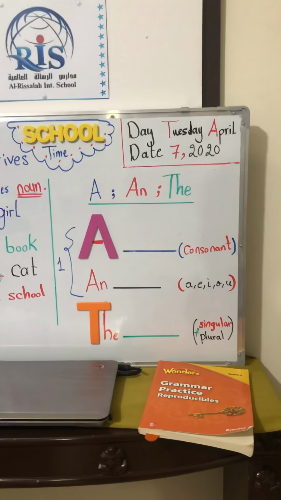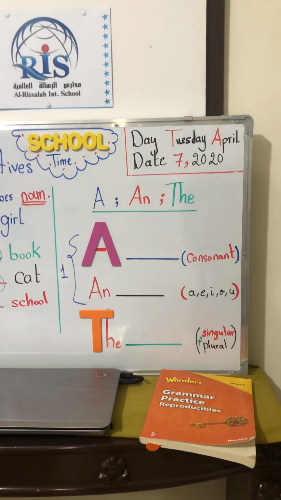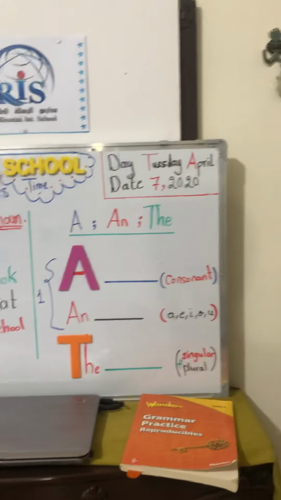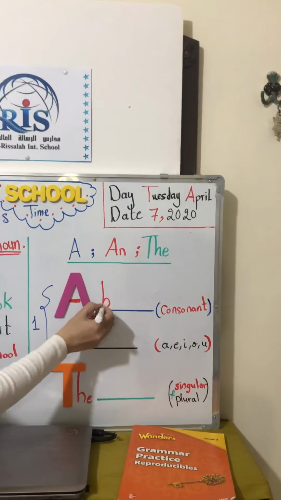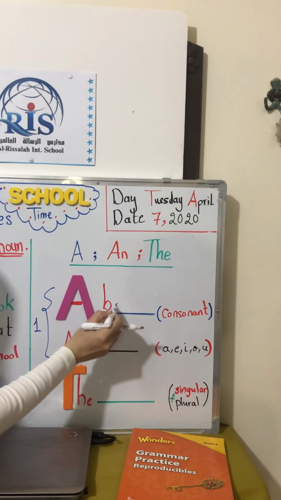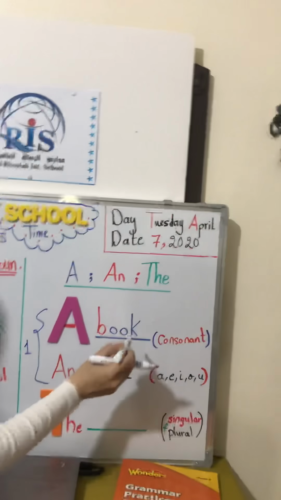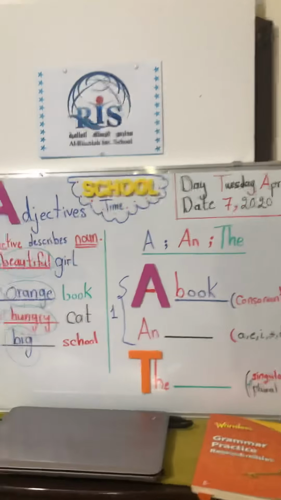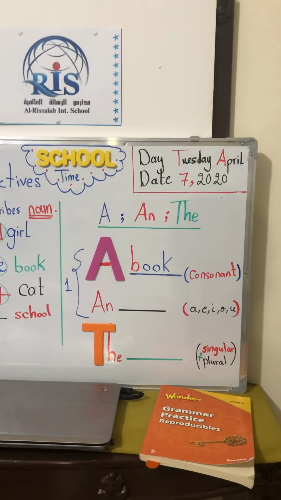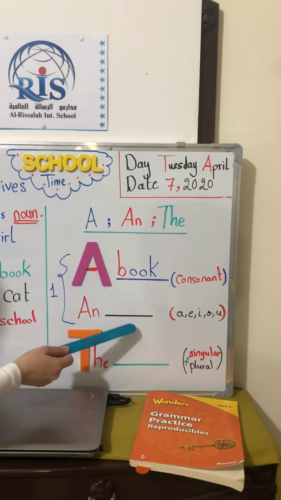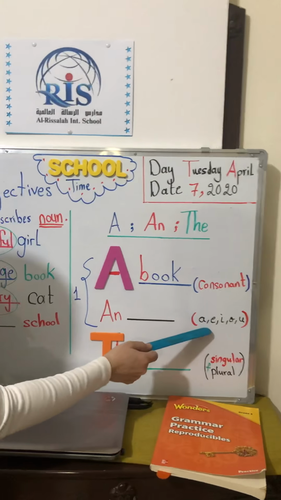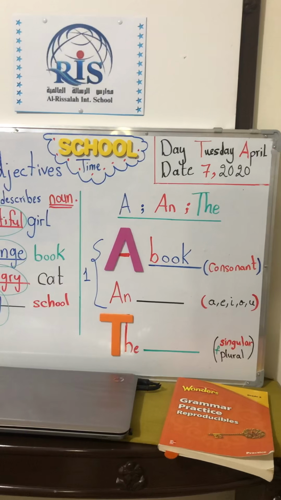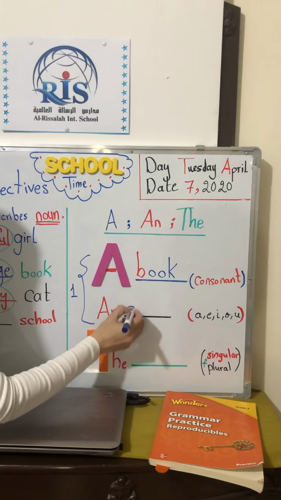I will use a before the words that start with a consonant letter. For example, book. It has a consonant. What about if I have a word that starts with a vowel instead of a consonant? I'm going to use an in front of the words that start with a vowel like A, E, I, O, or U. For example, an apple.